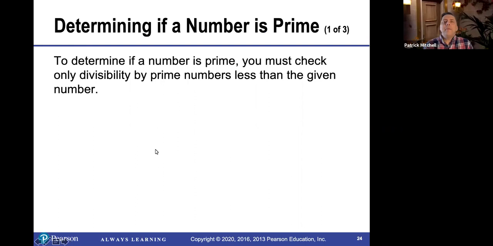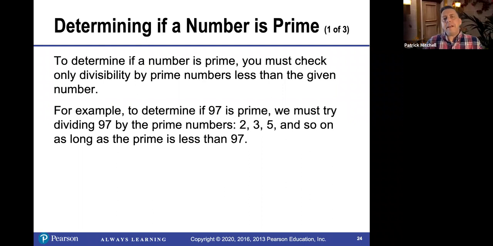All right, determining if a number is prime. To determine if a number is prime, you must check only divisibility by prime numbers less than the given number. And actually, it's going to turn out it's a lot better than that. When I first read this, I was like, no, you don't have to do all that. But they're getting to it, okay? So for example, to determine if 97 is prime, we must try dividing 97 by the prime numbers 2, 3, 5, etc. And they're saying all the way up to 97. And again, you really don't have to go that high. We'll get to that in a minute.